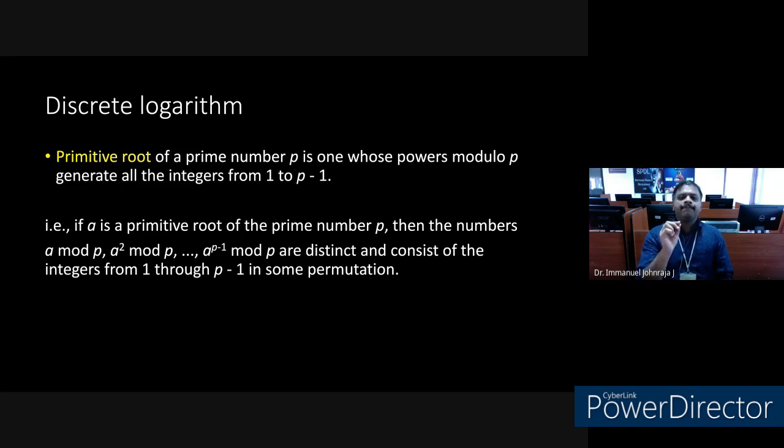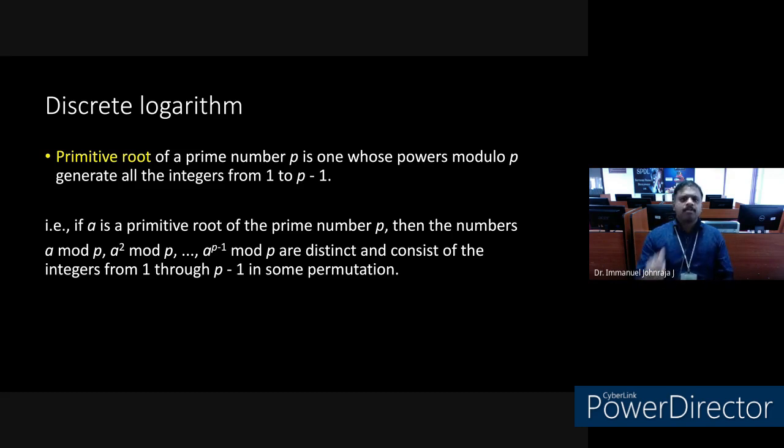For example, a power 0, a power 1, a power 2, and so on, will generate all the integers from 1 to 10. That is, if a is the primitive root of the prime number p, then the numbers a mod p, a square mod p, a cube, a power 4, a power 5, up to a power p minus 1 mod p, are distinct and consist of all the integers from 1 to p minus 1, but in some permutation. They may not be in the proper order. That's why I said we should arrange them in ascending order. If you arrange them in ascending order, you will be amazed to see all the numbers from 1 to p minus 1 existing.